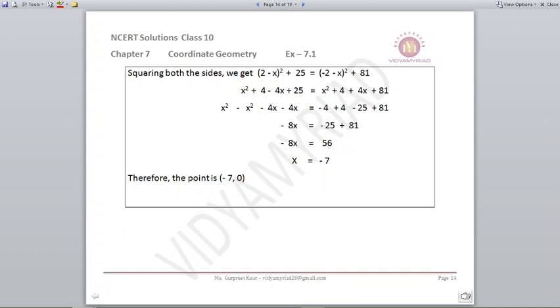We can use the algebraic identity and open the bracket. So we get x square plus 4 minus 4x plus 25, which is equal to x square plus 4 plus 4x plus 81. The x square terms cancel and minus 4x becomes minus 8x. Minus 4 plus 4 also cancel, and minus 25 plus 81 gives 56. So x comes out to be minus 7. Therefore the point will be (-7, 0).